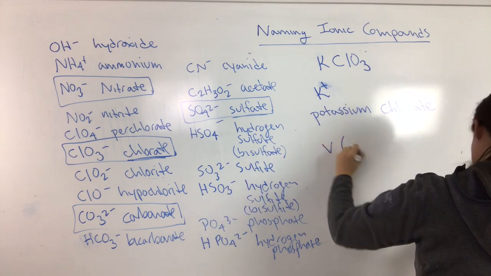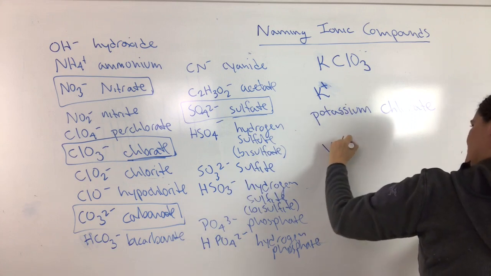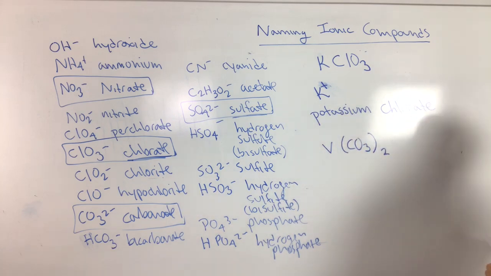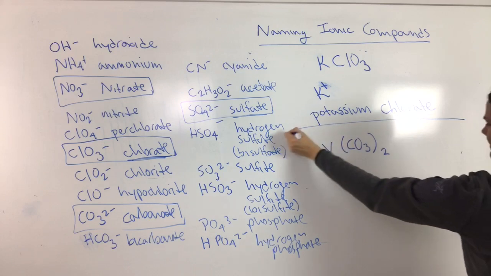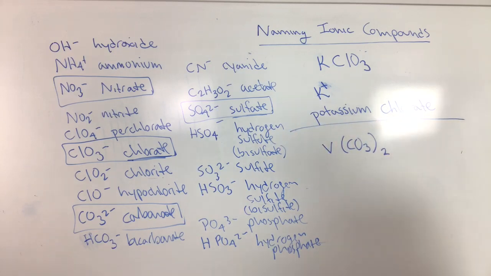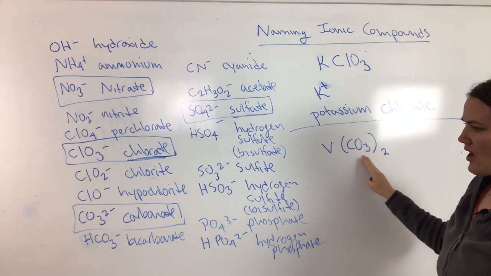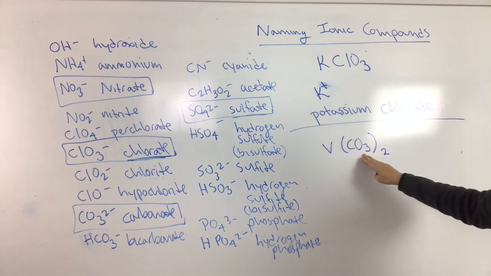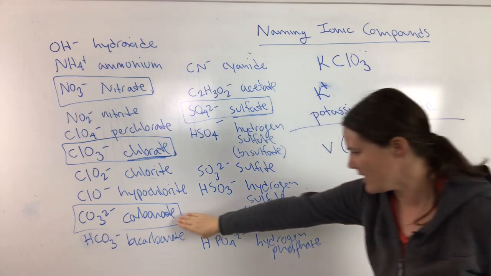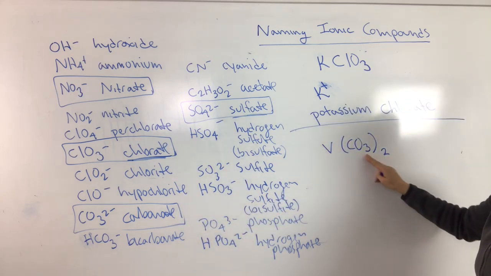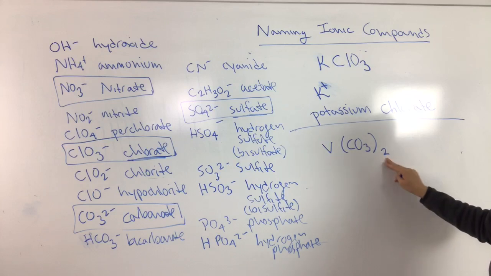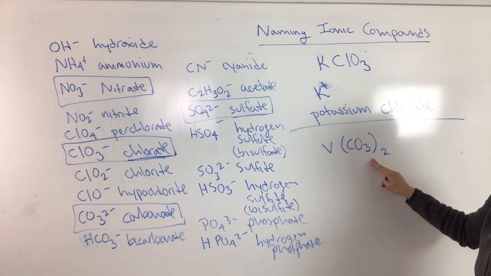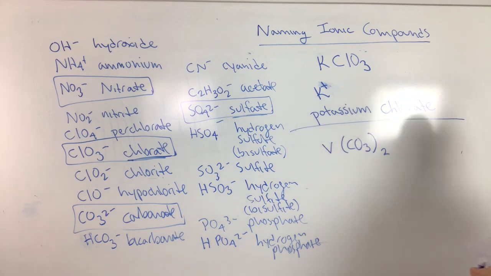Now let's do this one. So we have V, which is vanadium, CO3, 2. So just looking at this, this is the carbonate ion, and this is saying that we have 2 of these. So carbonate's right here. So we have the parentheses around this with the 2 subscript. This is saying that we have 2 carbonate ions, and we have 1 vanadium.